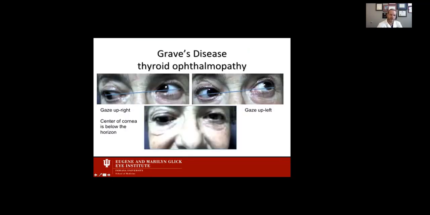As you look at this in right gaze, you can see that she's worse in right gaze. So here in right gaze, the cornea is mostly below this horizontal line that I put through the canthi. Whereas when you take her out of the field of action of that right inferior rectus, she elevates a little bit better. So it's typical that they're hypotropic in both directions, but as you get out of the field of action of the restricted muscle, they might elevate a little bit better.